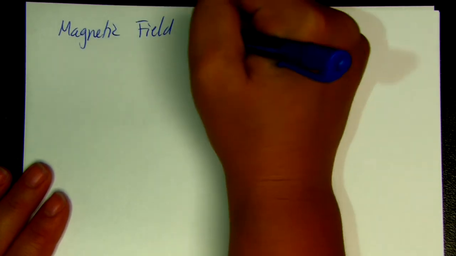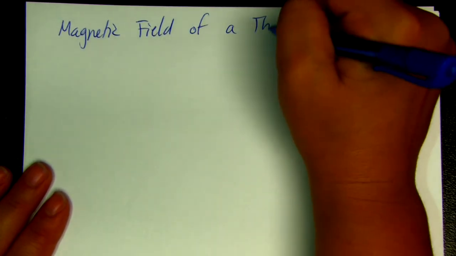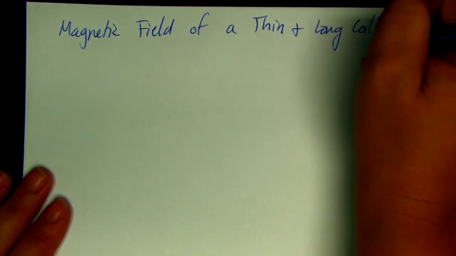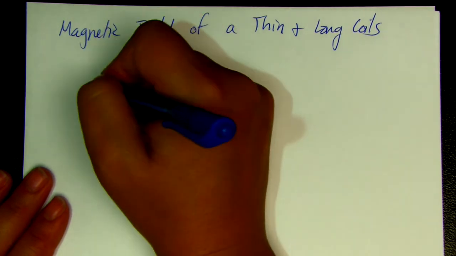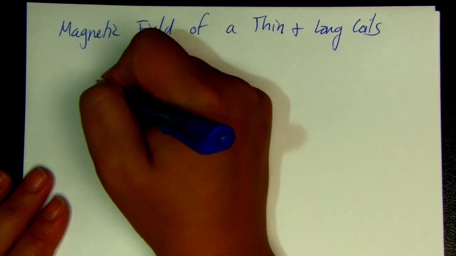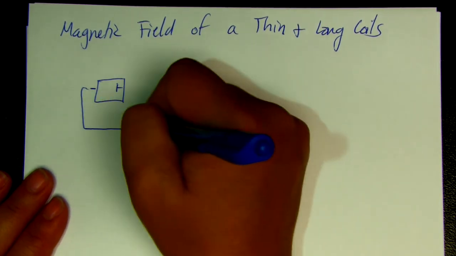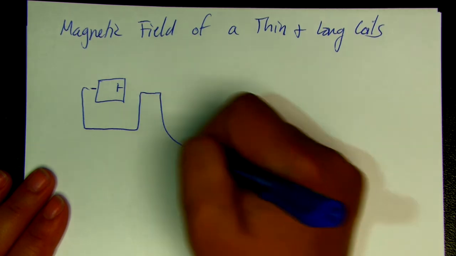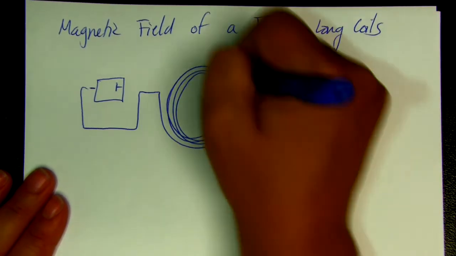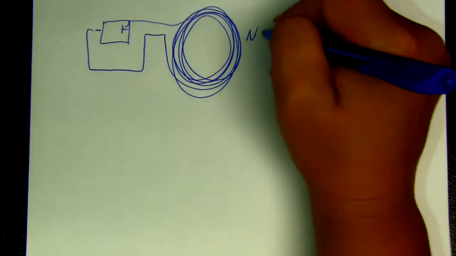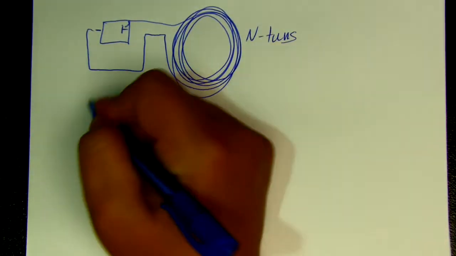Now let's look at the magnetic field of a thin and long coils. So we have a battery, the minus end, and a positive end. You connect current carrying wire, make several loops, like so. So this has N turns, and it's very thin.